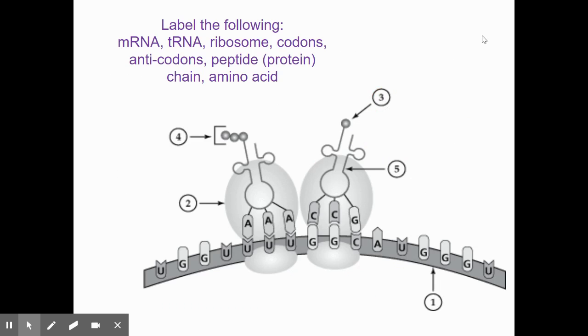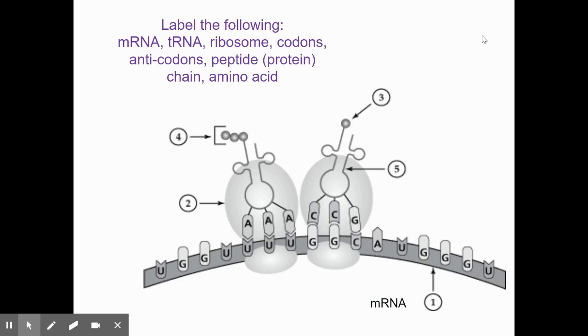So guys, take a second in your notes, pause this video and see how much of this you can label. Remember, this is our process known as translation. Okay, at this point, you should have paused the video and seen if you can label our process known as translation.